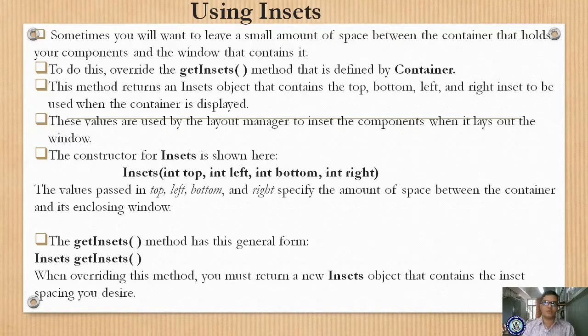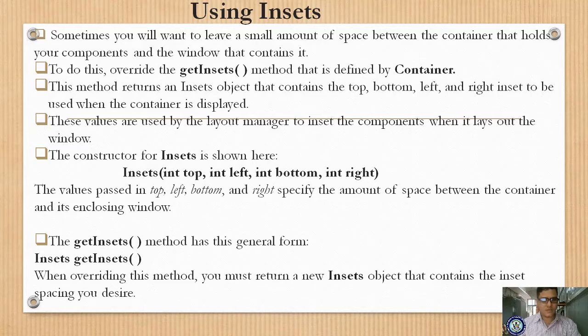The constructor of Insets is shown here. Let us see the constructor method of Insets. It consists of four values: top, left, bottom, right. These values are placed according to whatever space you are providing. It gives the space between your component as well as the container.